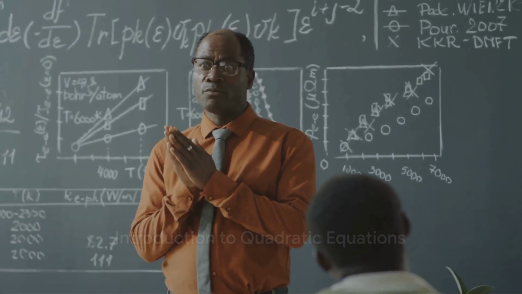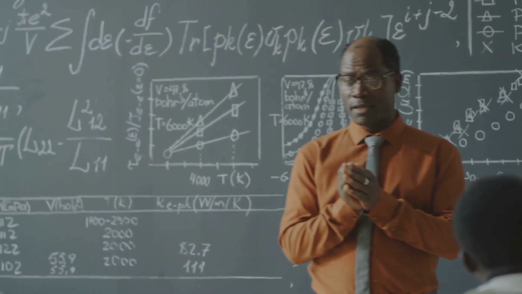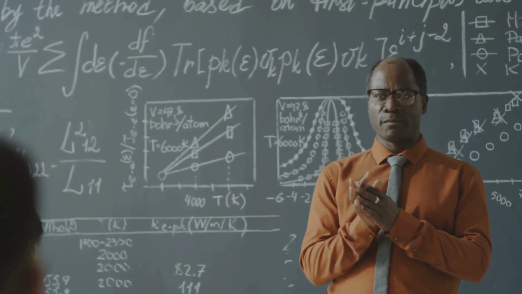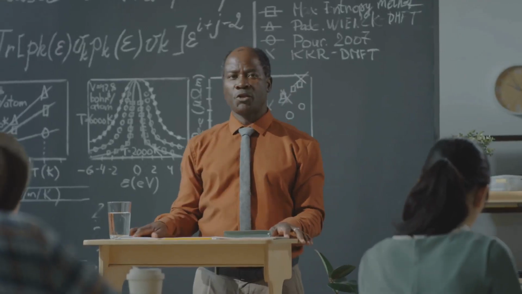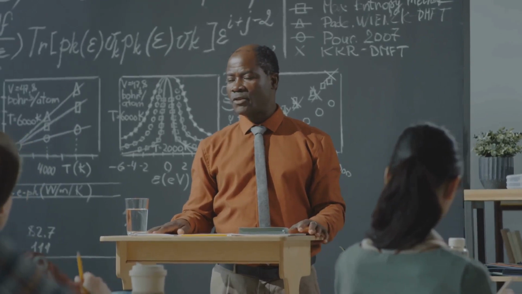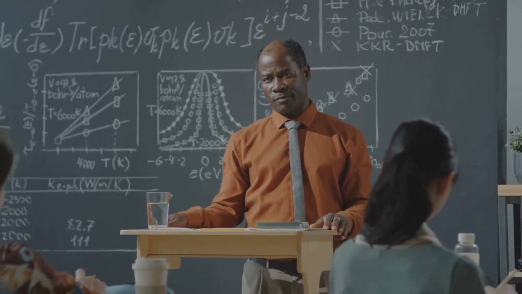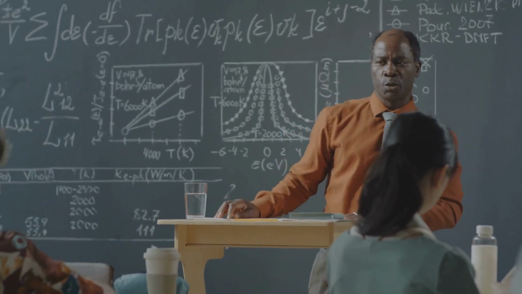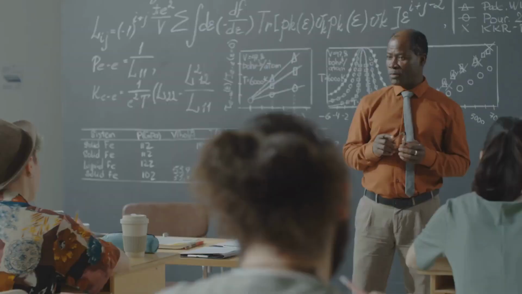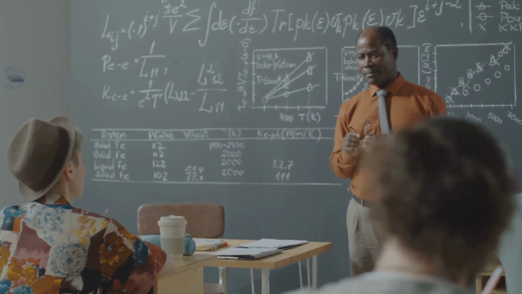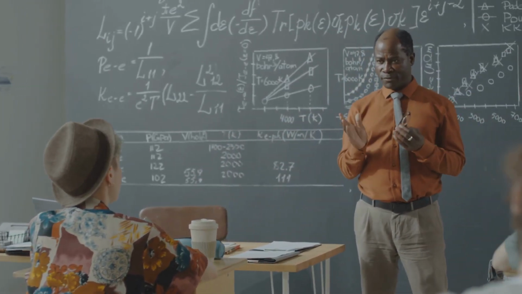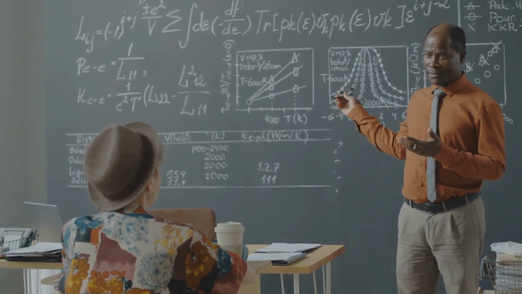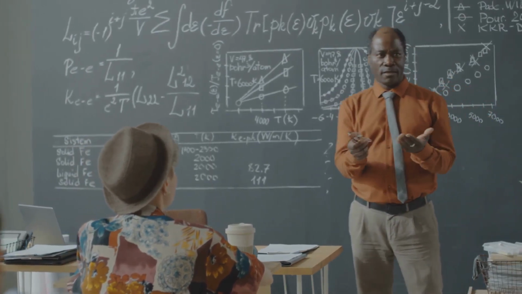Ever wondered how to calculate the trajectory of a basketball when it's thrown into the air, or the optimal price to maximize profit? Well, the answer lies in a mathematical concept called quadratic equations. Quadratic equations are equations of the second degree, meaning they have terms that include a variable raised to the power of 2. The general form of a quadratic equation is ax squared plus bx plus c equals 0, where a, b, and c are constants, and x represents an unknown variable.